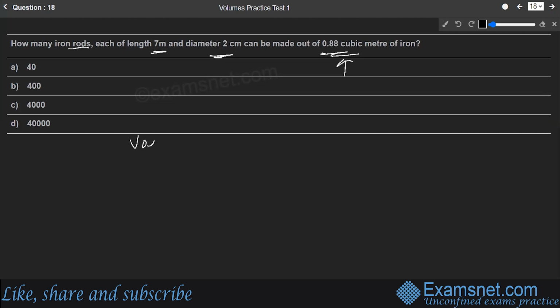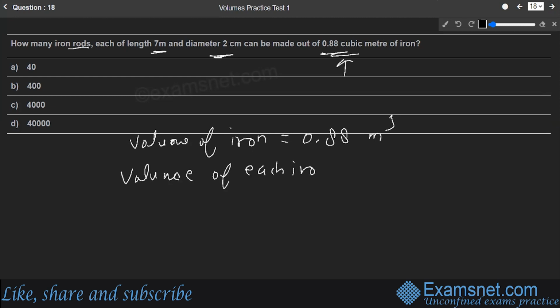So let's say the volume of the iron that is available with us is 0.88 meter cube. Let us find out the volume of each iron rod. See, a rod is going to be in the shape of a cylinder. So we'll have to use the formula for the volume of the cylinder, that is pi r square into h. Here the pi value is as it is, and r is the radius of the rod. The diameter is given as 2 centimeters, so the radius will be treated as 1 centimeter. Here we are dealing in meters itself, so we need to convert 1 centimeter into meter.